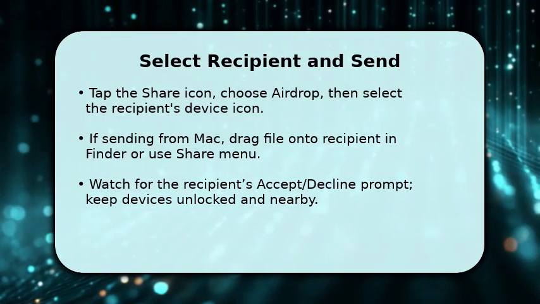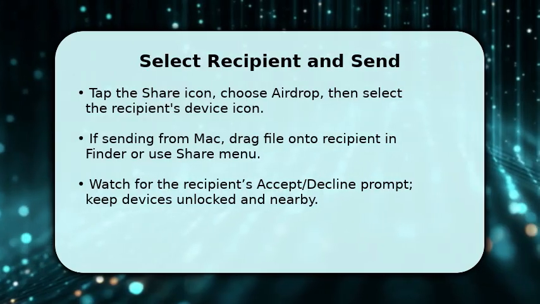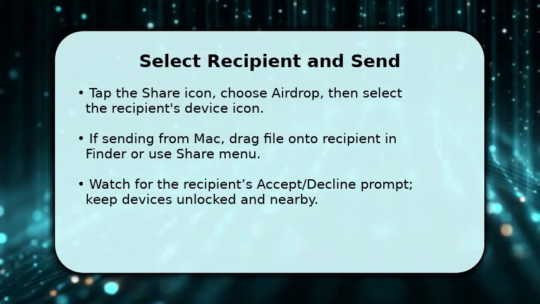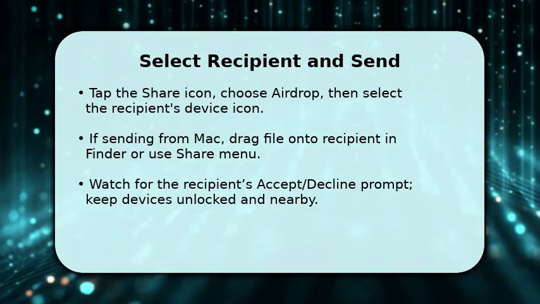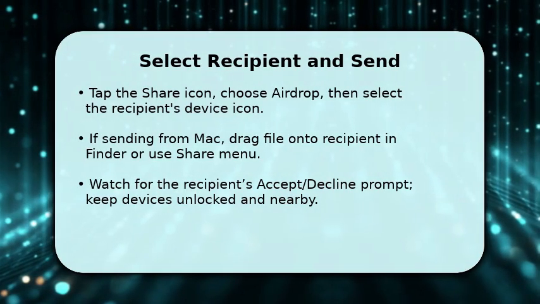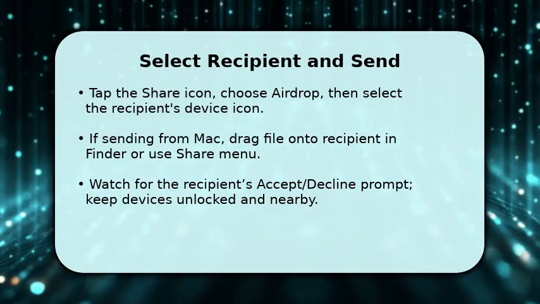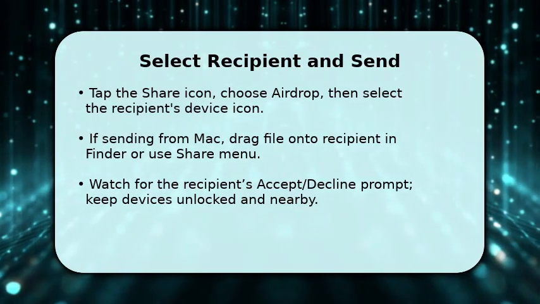The receiving device will show an accept or decline prompt. Make sure the other person unlocks or wakes their screen to see it. Transfers use peer-to-peer Wi-Fi so speed is fast. If it stalls, check distance and antenna obstructions.